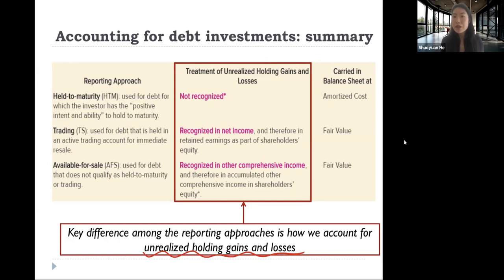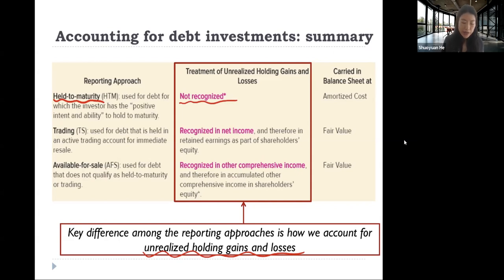But in summary, if it is held to maturity, then unrealized gain or loss doesn't matter. It's irrelevant for us because, even though it is unrealized, we plan to hold it until maturity and don't plan to sell it anyway. So that's why we don't recognize it under this situation.